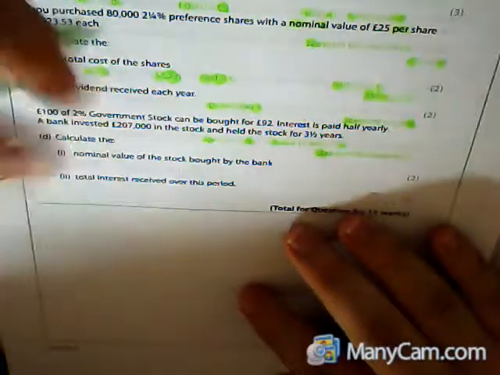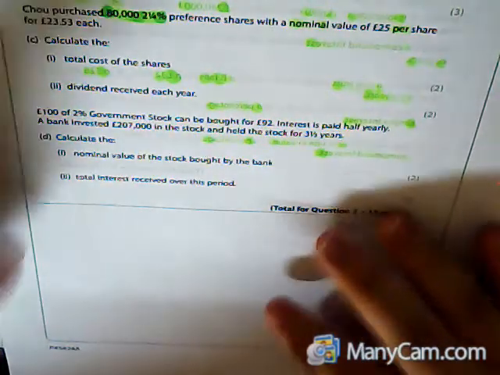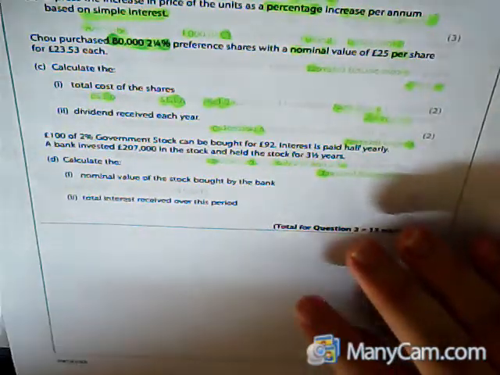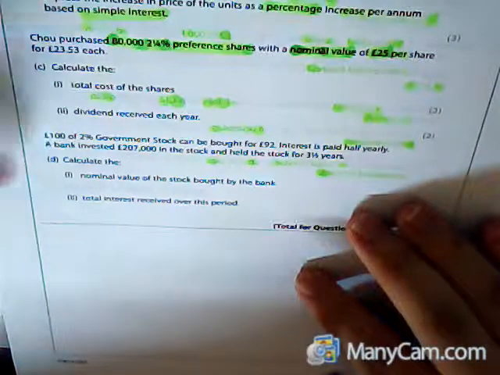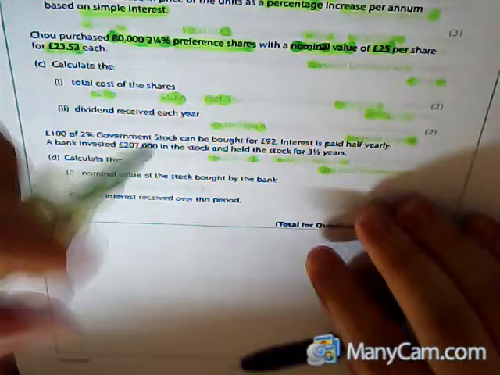And they say Chow also purchased 80,000, 2.25% preference shares. Be careful. We must change it to a decimal. So we get back every year 2.25% as the dividend from the preference shares. And they say the nominal value of 1 share is 25, and the cost price we pay for 1 share is 23.53. Now they're asking for the total cost of the shares. How to work out the total cost?